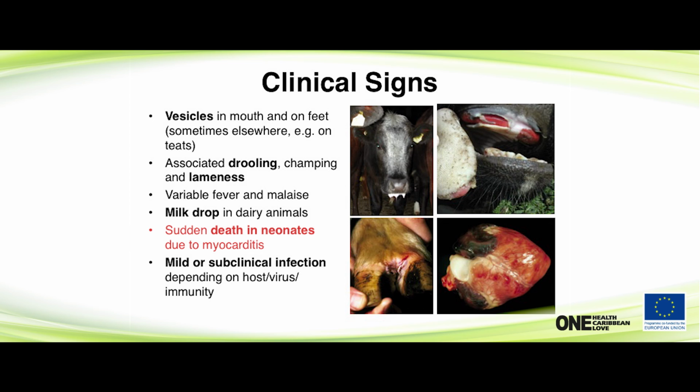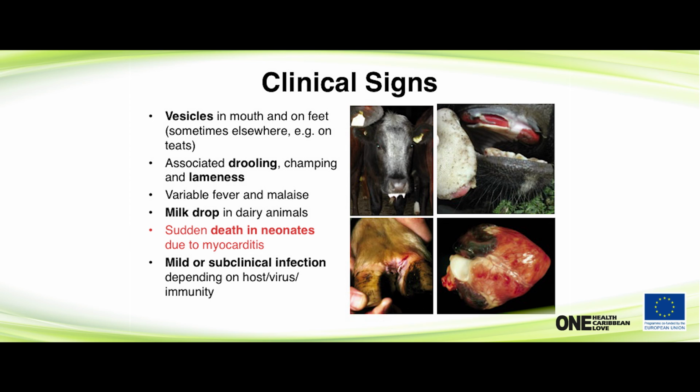In neonates of all species, you can get sudden death, and this is due to the fact that in young animals, the virus is able to replicate in the heart muscle, and you get these, in amongst the red tissue, the healthy tissue, you can see the light-colored necrotic foci.